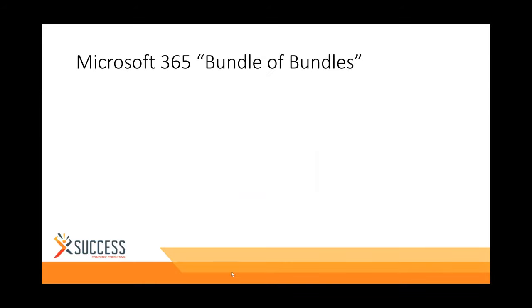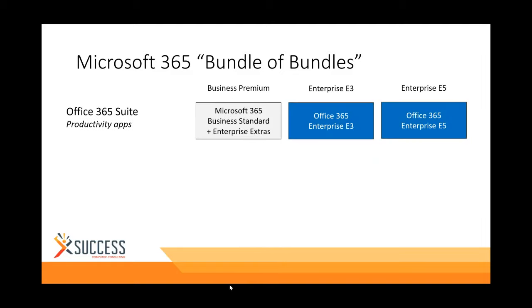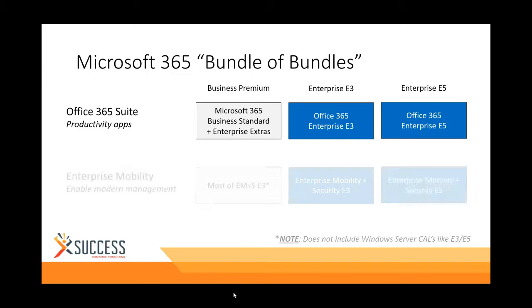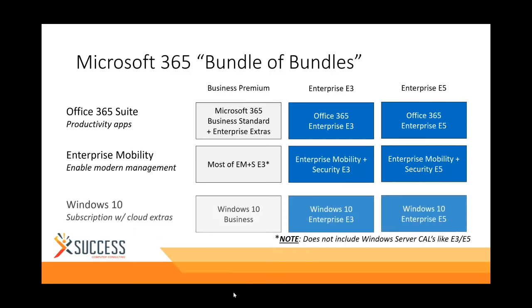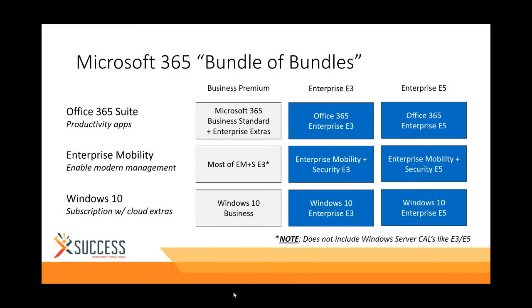And so the Microsoft 365 bundle of bundles, this is the one that ties everything together. Okay. And so, yes, it's going to include your Office 365 suite. It's going to have Enterprise Mobility and Security as well. It's going to have a Windows 10 subscription. And all of these things are put into one bundle, which makes it highly attractive because it's less money than trying to buy all these things separately, right?